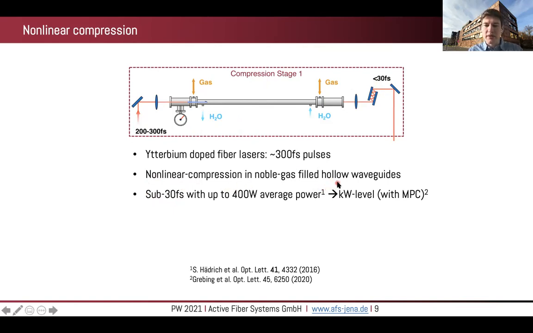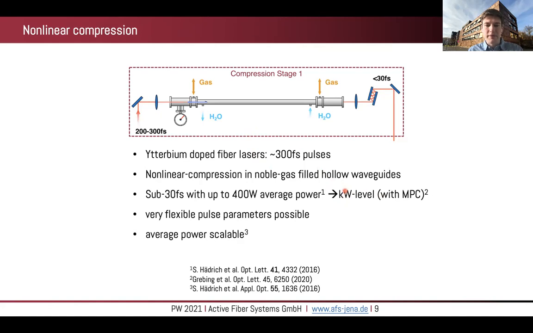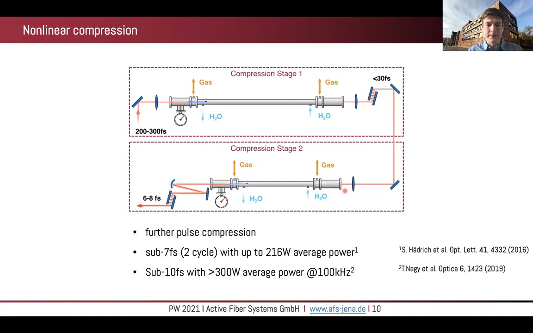And very recently, the concept of multipass cells, which relies on the same physics, more or less, but is way more efficient, demonstrated already kilowatt level sub 30 femtosecond pulses. So generally, the scheme is very flexible, so you can adapt it to a great variety of pulse parameters. That means you can basically use that for any laser system available. And of course, this approach is average power scalable, which is important to make use of even higher average power, which have become available recently.